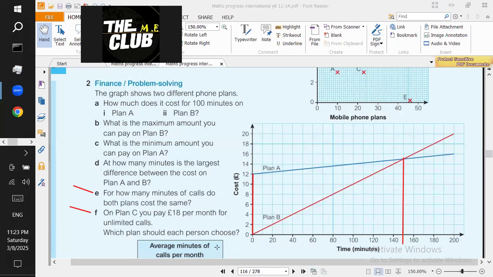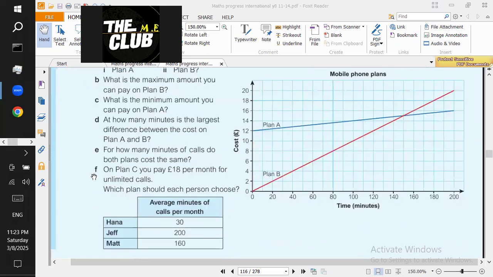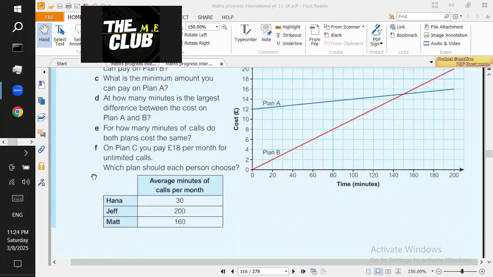Which plan should each person choose? Let's see this. We have to go down. There's a table, I think. Yeah. So, plan C, you pay 18 pounds per month for unlimited calls. So, which plan do you think is the best? Hannah, average minutes of calls per month is 30. She calls 30 minutes per month. So, which one is better for her? You come to the 30 minutes. Plan B is the first one, right? She pays less for plan B. So, this one, plan B.